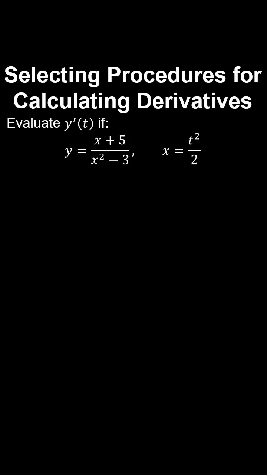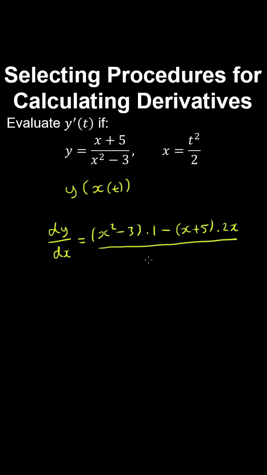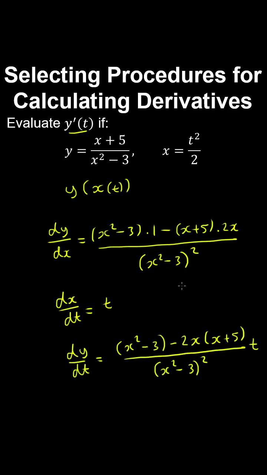Let's differentiate y with respect to t. So in this case, y is a composite function of x, and x is a function of t. So we can use the chain rule and differentiate y with respect to x. So that can be done using the quotient rule. So we have low d high minus high d low over the square of the lower function. And we differentiate x with respect to t. So that gives 2t on 2, which is t. And therefore dy dt is the product of these two derivatives using the chain rule. So what we obtain is the following result. And now you can substitute for x to write the derivative in terms of t.